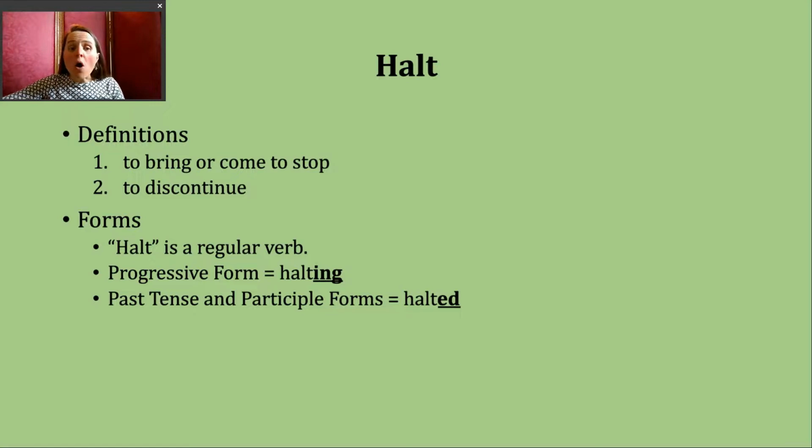You should know that halt is a regular verb. To make the progressive form, all we need to do is add ing to form halting. The past tense and participle forms of this verb can be made by adding ed. Our base verb, halt, ends in an unvoiced T sound. So we're going to add an extra syllable as we make this past tense and past participle form. It should sound like this: halted, halted. I hope you can hear that extra syllable.